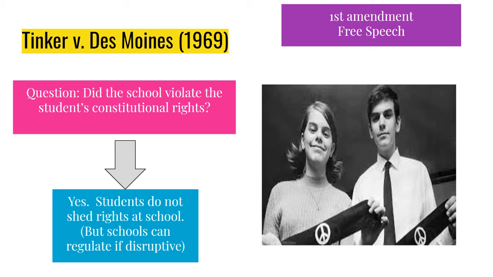This established a couple important things. Number one, it was the first time the court really ruled that students do not give up their constitutional rights when they go to school. However, they did leave the door open that schools could regulate student speech if it created a violent situation or would disrupt the learning environment. But in this particular case, this Iowa school district wasn't able to prove that there was going to be a disruption or violence, so the students' rights were indeed violated.